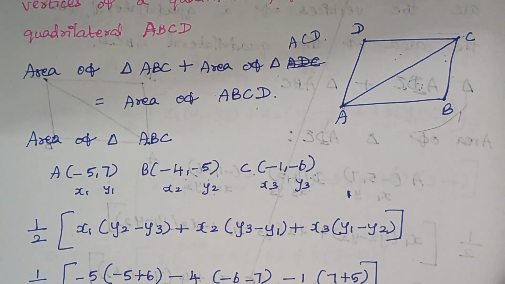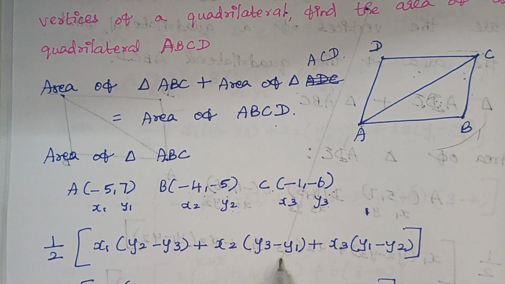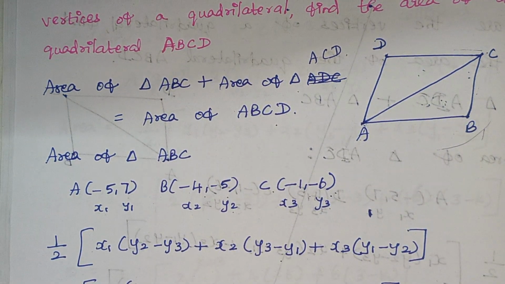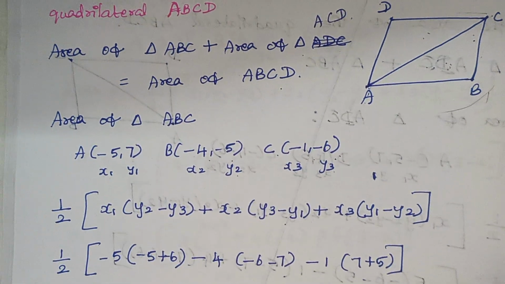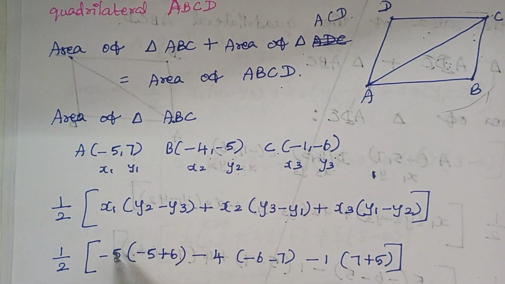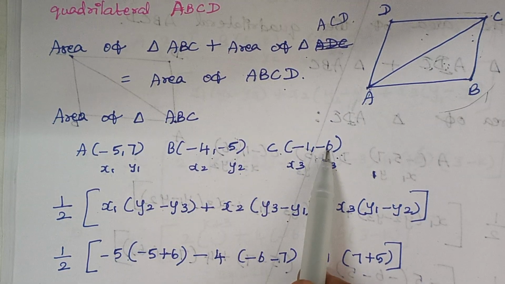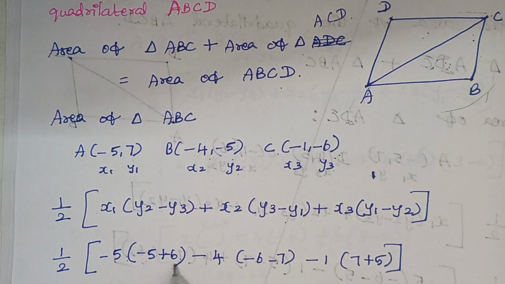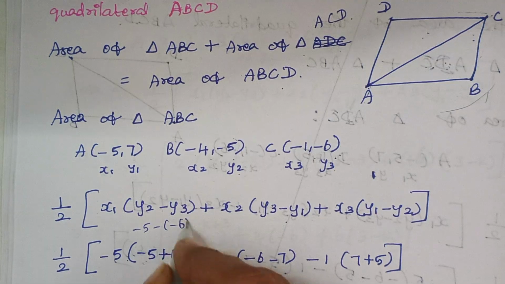Now when you substitute the values, again this is the formula for the area of the triangle, right? Because we have split this quadrilateral into two triangles. So the next thing is we have to substitute the values. So what is x1 here? x1 is minus 5. So minus 5 into y2 minus y3. So minus 5 minus of minus 6, right? So minus 5 minus of minus 6 becomes minus 5 plus 6, right?